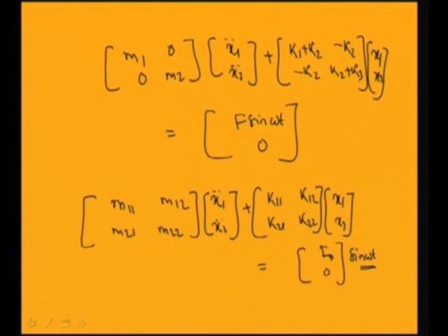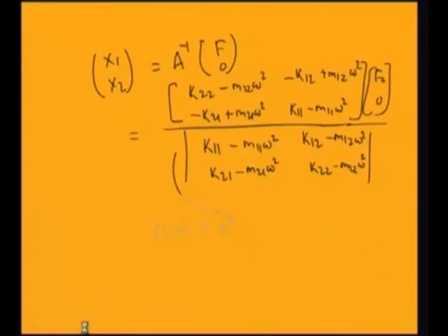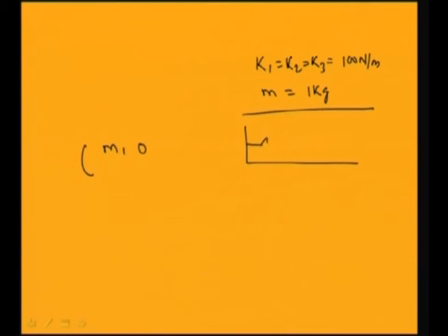So let me take this example, the same example, in which I will take k1 equal to k2 equal to k3. Let this become 100 Newton per meter, and let me take m equal to 1 kg. In this case I can write, as you have already seen, the equation of motion in this form. So I am taking this system, for which I have already derived the equation of motion.